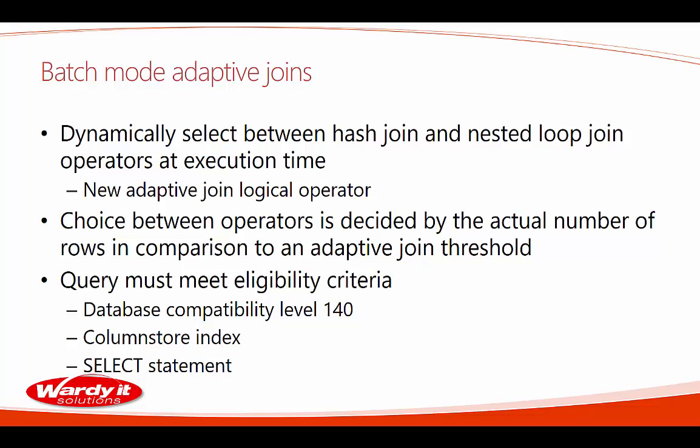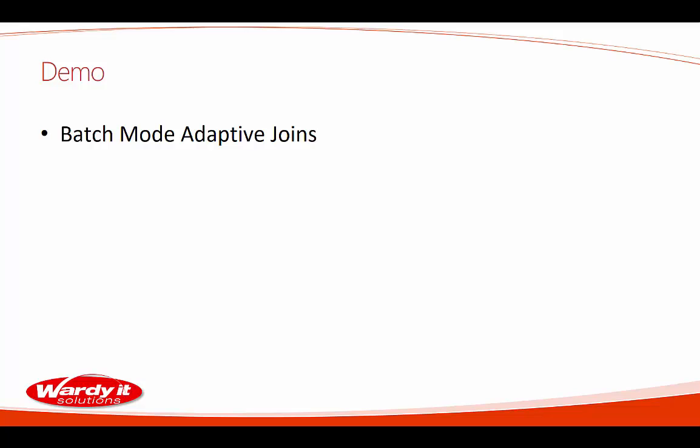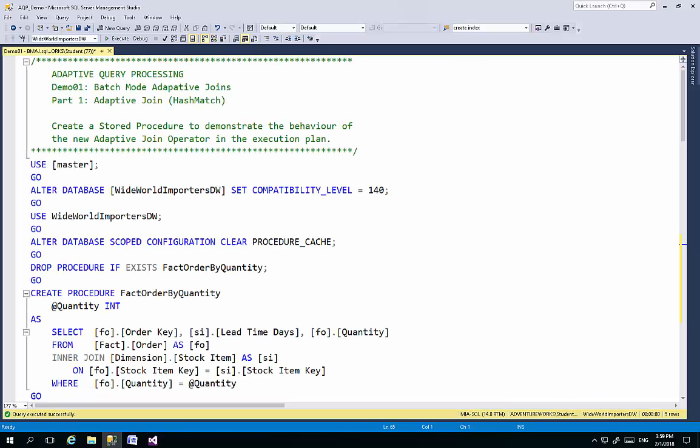First, we'll look at batch mode adaptive joins. This is where the selection between different join types is made at execution time. There is a new join operator that will appear inside your execution plans when your queries are run against a SQL Server 2017 database where its compatibility level is set to 140. This is really just the easiest way to invoke adaptive query processing. Of course, column store indexes do come into play here, and we also have a select statement to retrieve some rows.